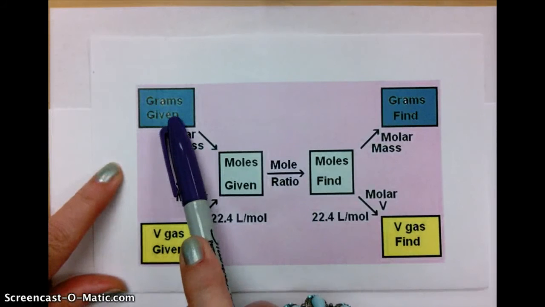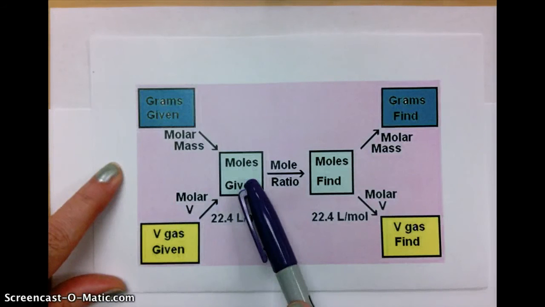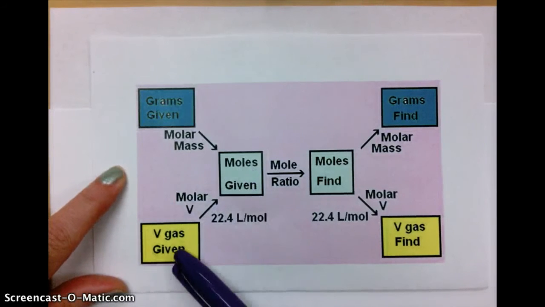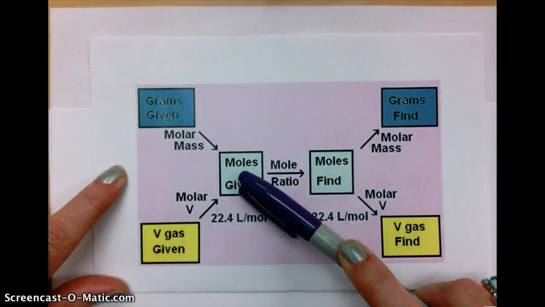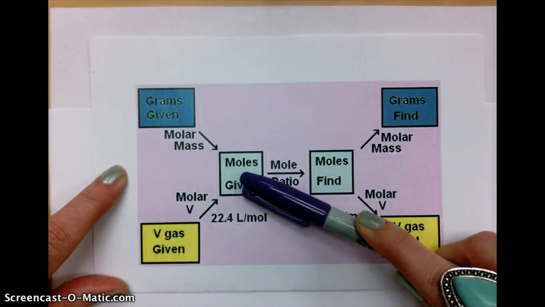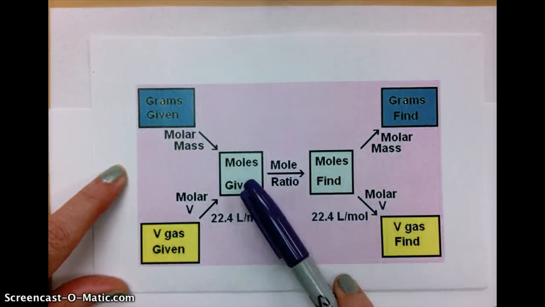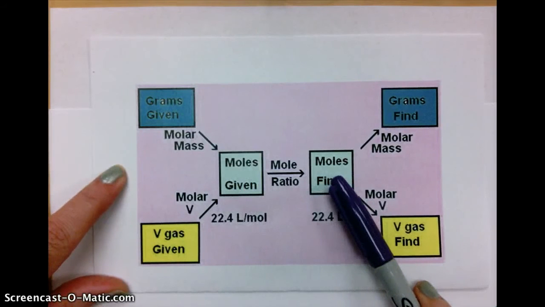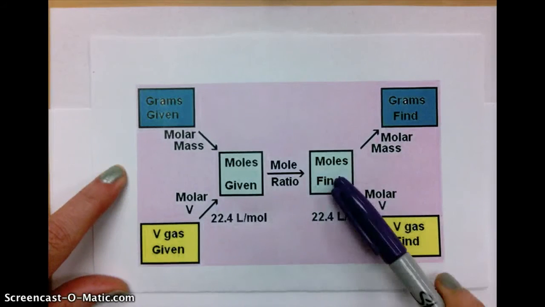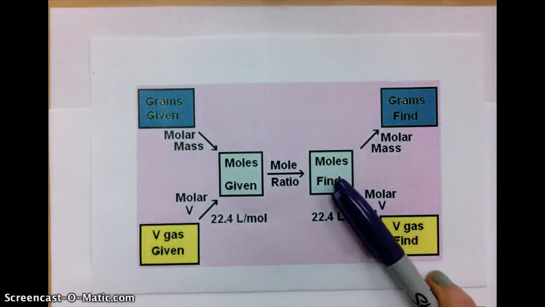If we're given grams, we need to convert first to moles using molar mass. If we're given volume of a gas, we need to convert first to moles using the molar volume of 22.4 liters per mole. Once we have moles, we use our mole ratio from the balanced reaction. Then we have moles of the chemical we're trying to find.